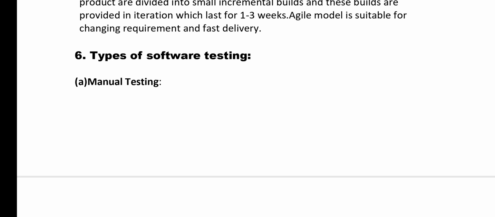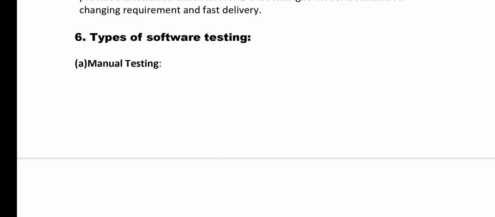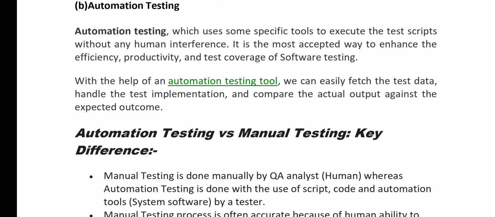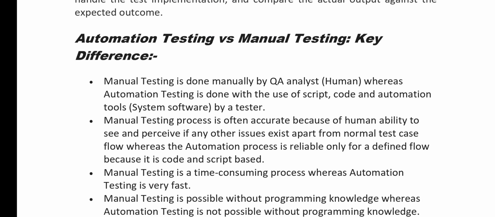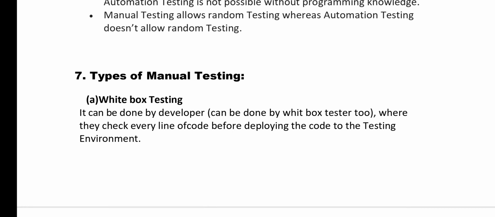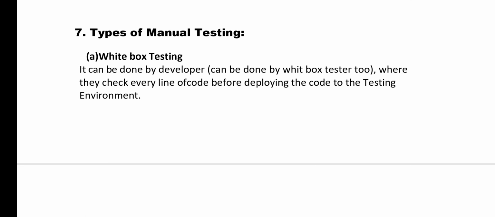And there are different types of software testing that you should know. One is manual testing and another is automation testing. Okay, and there are some key differences between manual and automation testing. You have to be aware of it. And what are the types of manual testing?